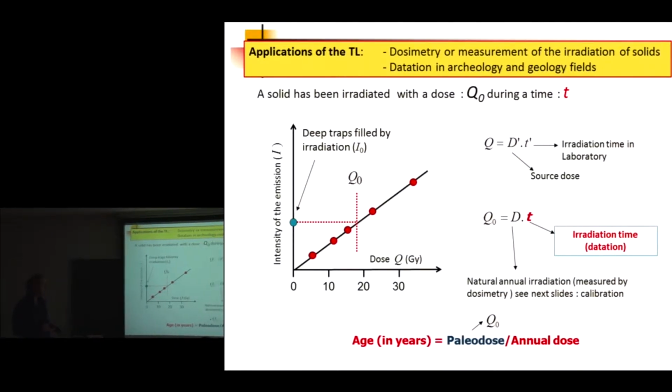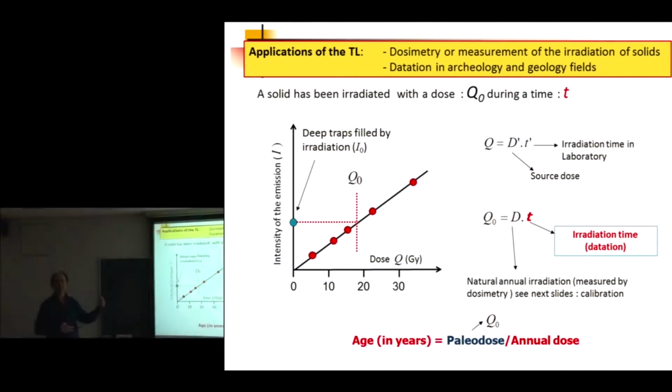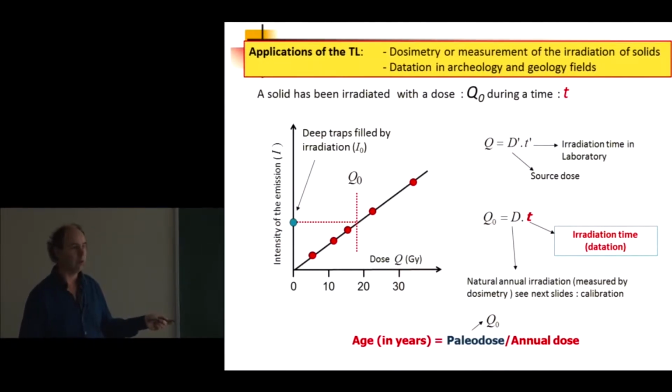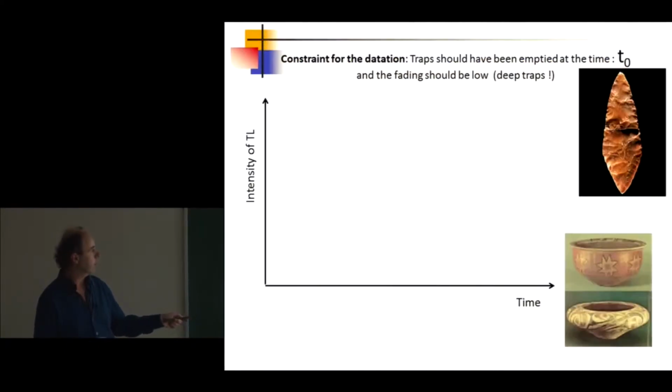So, for instance, if you put an object in this room, for instance you cook a pottery in the room, and you keep the pottery in the room for several hundred or thousand years, the pottery will accumulate the ambient radiation. In case of deep traps, you can release the traps by heating the pottery and know its age. So if you know the annual dose, the age is the dose that was trapped in the material divided by the annual dose. This is the calibration. So this is another way to present it.